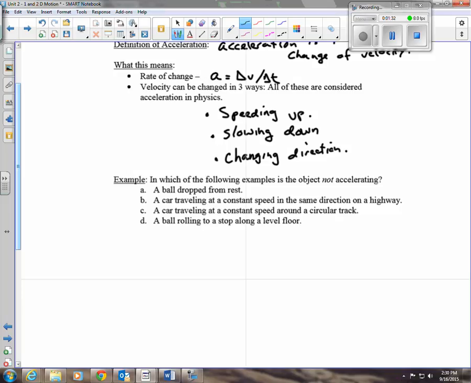Now, which of the following examples is the object not accelerating? Drop a ball from rest, it's going to speed up, so that's accelerating. Going at constant speed, so I'm not changing the speed, in the same direction, that is not accelerating. If we're going around a circular track, we are changing direction, so that is an acceleration. And then this one, rolling to a stop, that means it slows down, so that is also an acceleration.